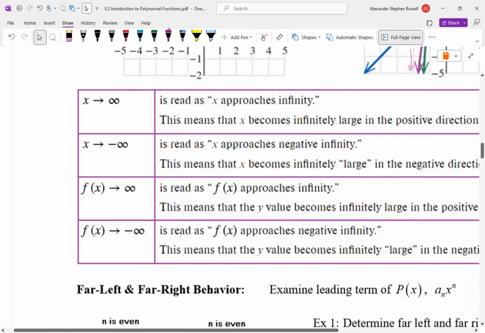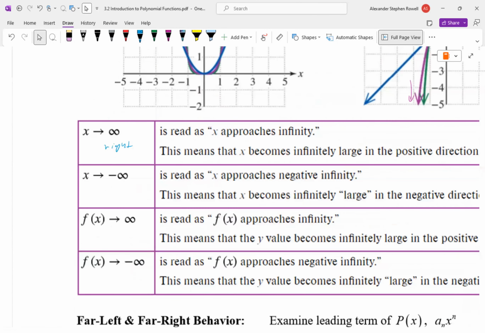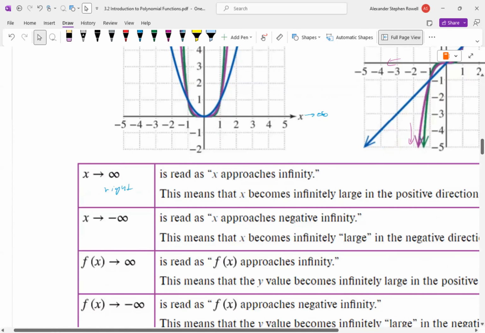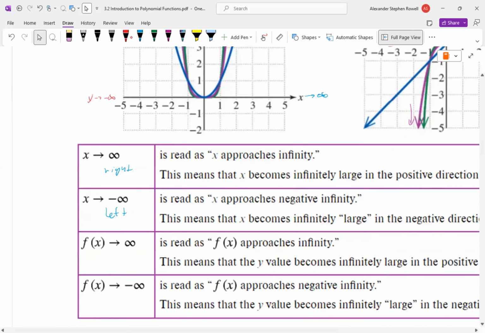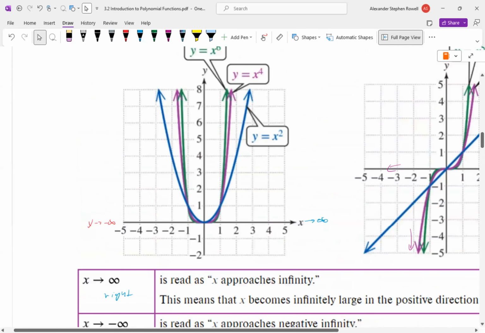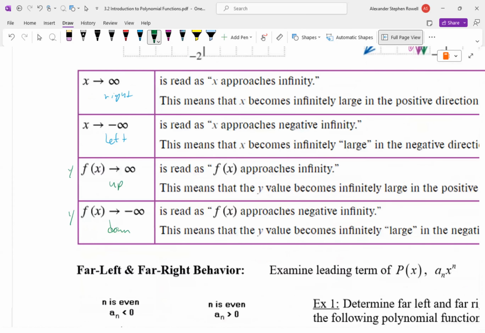Okay, so here's some math notation that shows up on your homework. As x goes to infinity, we're going which direction? Right. X goes to infinity is to the right. As x goes to negative infinity, we're going in what direction? Left. And f of x goes to infinity, we're going what direction? Up. And f of x goes to negative infinity, we're going what direction? Down. That's your y value. Y is going up or down.